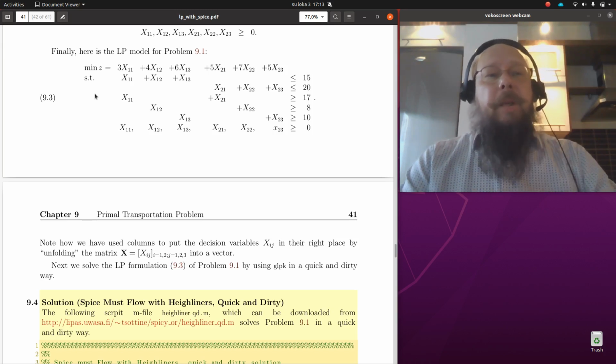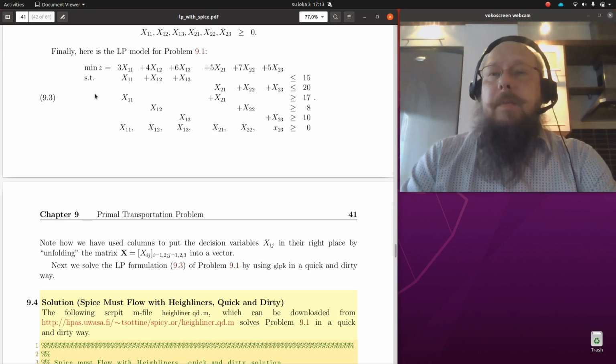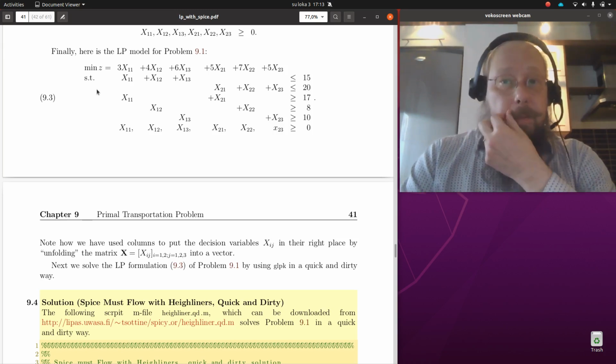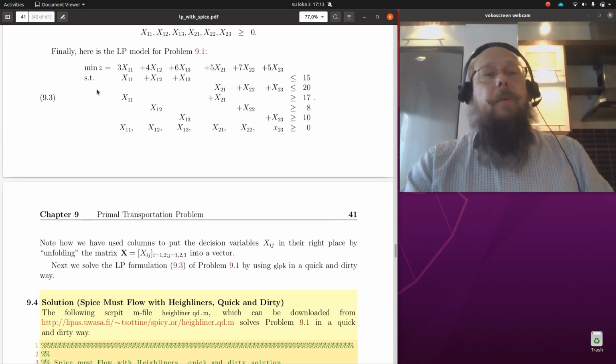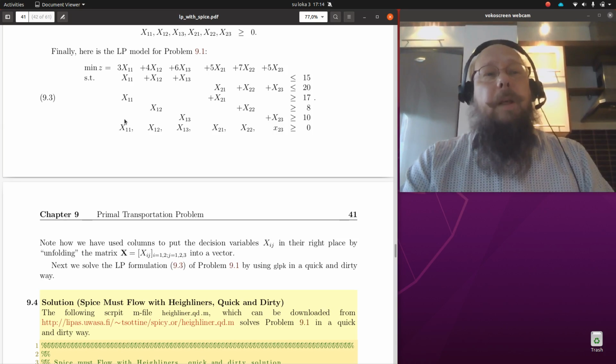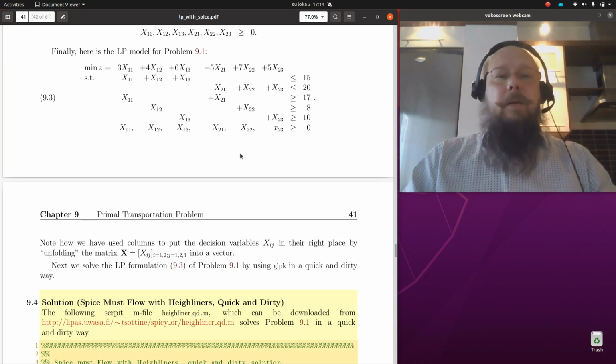So next will be the solution. This is a quick and dirty solution, meaning that we will look at this LP 9.3 and solve it. And then we have a small, more elegant solution where we actually build this technology matrix A automatically. But let's go to the quick and dirty solution.